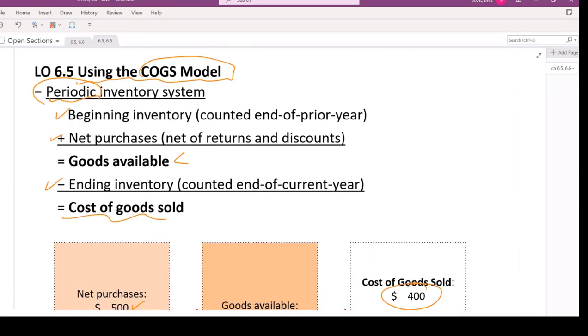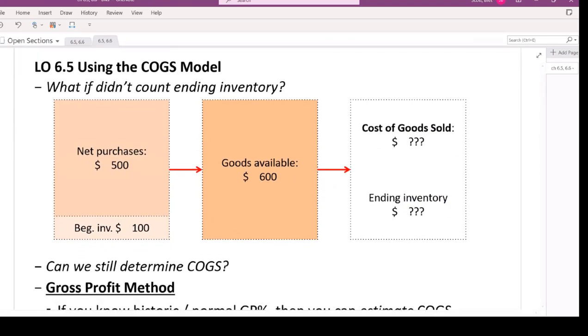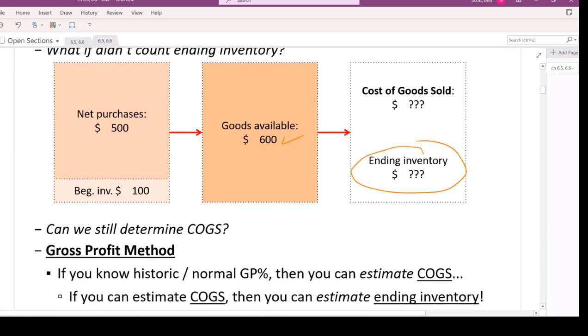It essentially follows the periodic inventory system of calculating cost of goods sold. So we're going to take a look at this in more detail through 6.5 and 6.6. Here's the problem with this model: what if we didn't count the ending inventory? Meaning we knew what goods available were, but for whatever reason, maybe there was a fire, we lost all the inventory, we weren't able to count it. If we don't know what ending inventory is, we have two unknowns but one equation.